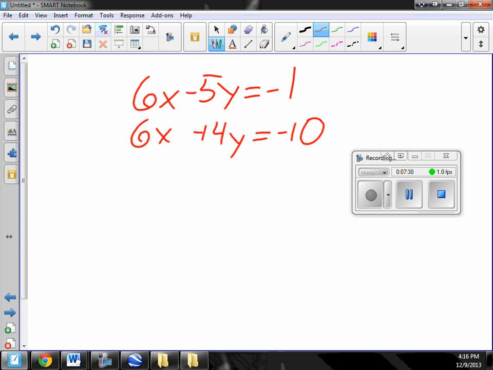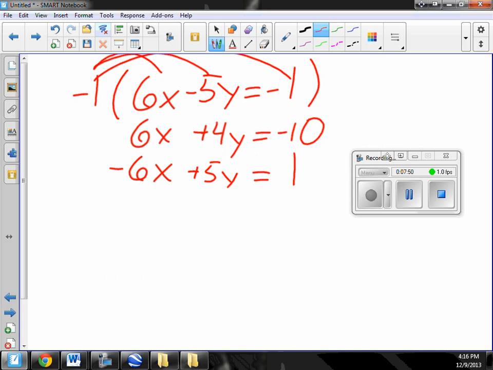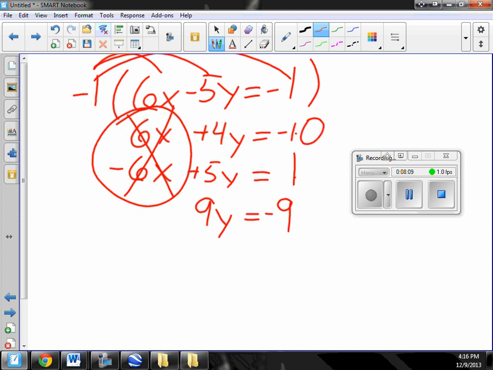So what I need is for this top equation to be multiplied by negative 1. Negative 1 times 6 is negative 6x. Negative 1 times negative 5y is plus 5y. And negative 1 times negative 1 is 1. Now you'll notice my x's will cancel. So I had to alter one of the equations in order to get the x's to cancel. Those cancel, and I get 9y equals negative 10 plus 1, which is negative 9. Divide by 9.